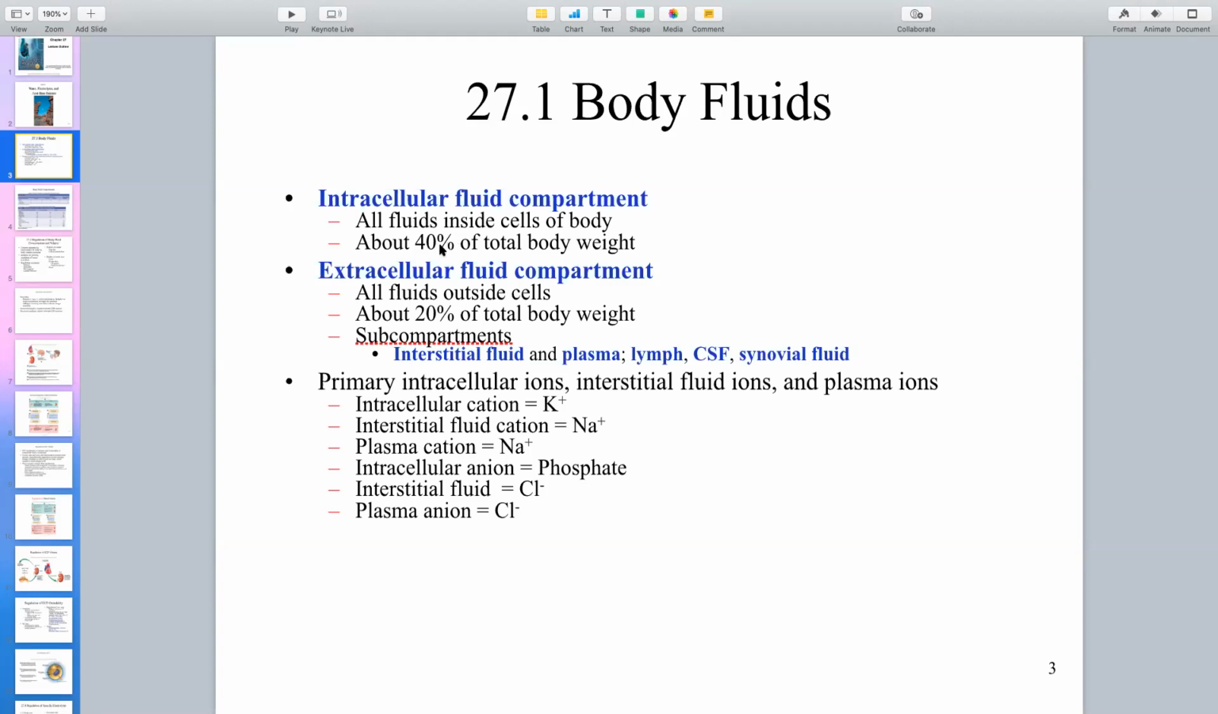Where do we see fluid? 40% intracellular fluid. We call it the intracellular fluid compartment. Obviously, it's the fluid that's inside the cell. That's fluid inside the 45 trillion cells in the body. Now, each cell is microscopic and very, very small, but when you multiply it by trillions, that becomes a great amount of water. 40% of our total body weight is intracellular fluid.